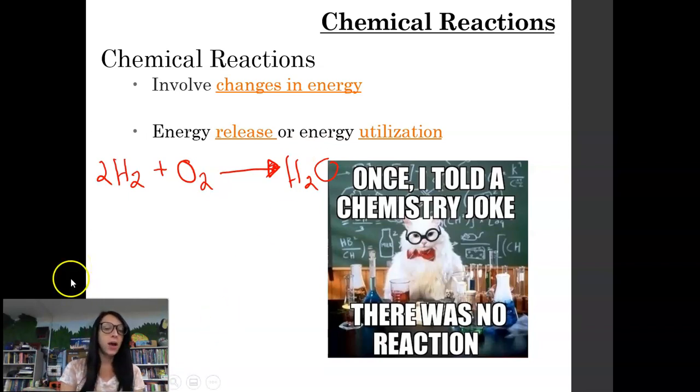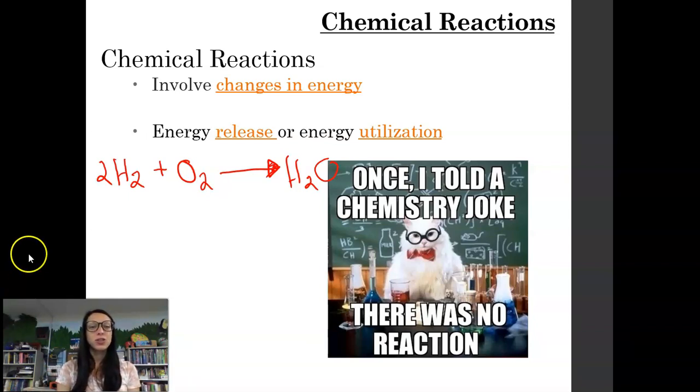The reverse, however, breaking water down to produce hydrogen gas and oxygen, requires a ton of energy. So much so that this doesn't actually happen on its own. If you want to take water and break it into its hydrogen and its oxygen components, you actually have to supply an electrical current. You have to supply energy in order to allow this chemical reaction to take place. So chemical reactions are going to require an energy release or an energy utilization in some capacity.